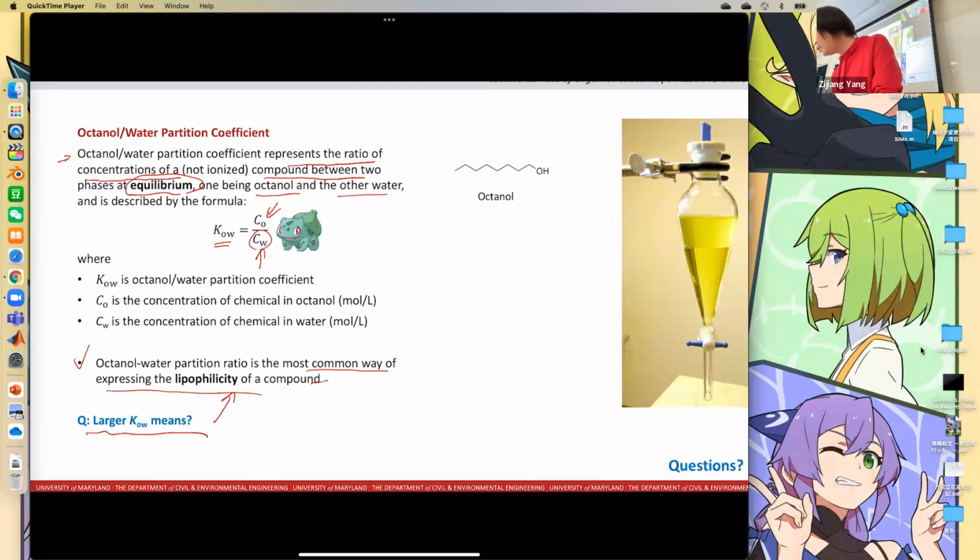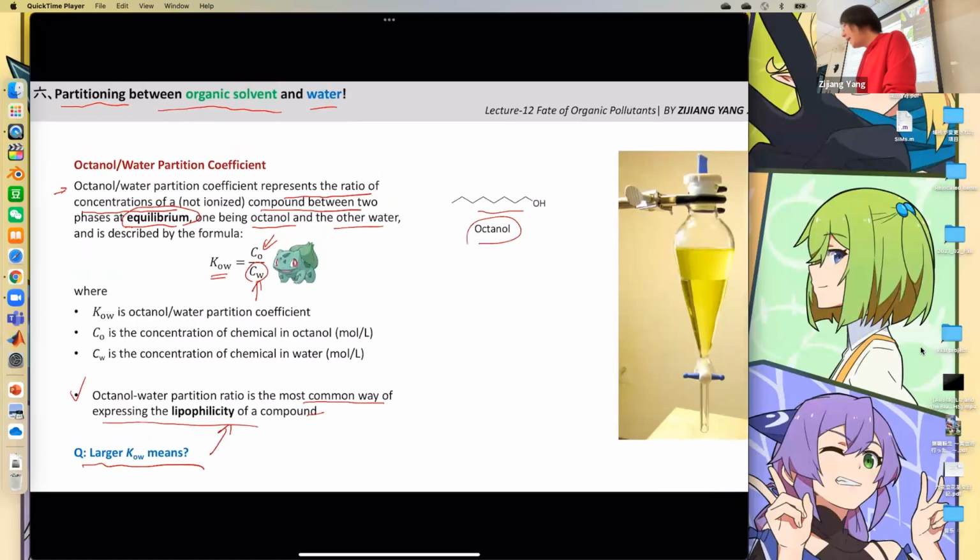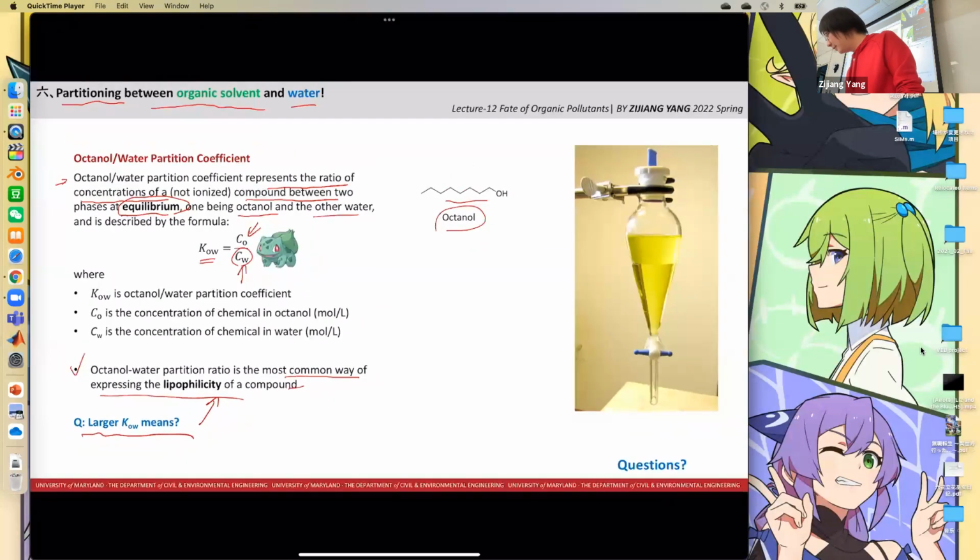And here is the chemical structure of octanol, and its properties are pretty similar to the fat in human beings. So we use this as an indicator chemical to describe its properties. And for this one, you guys have this.